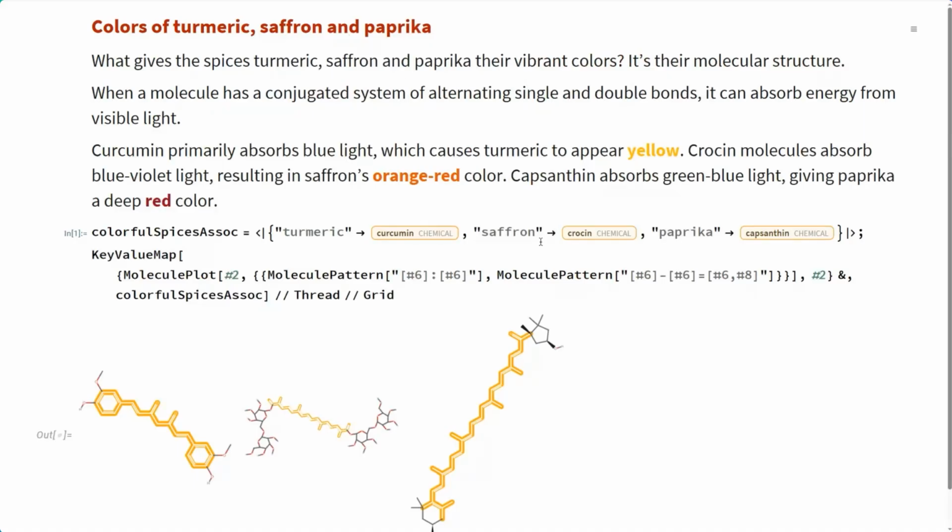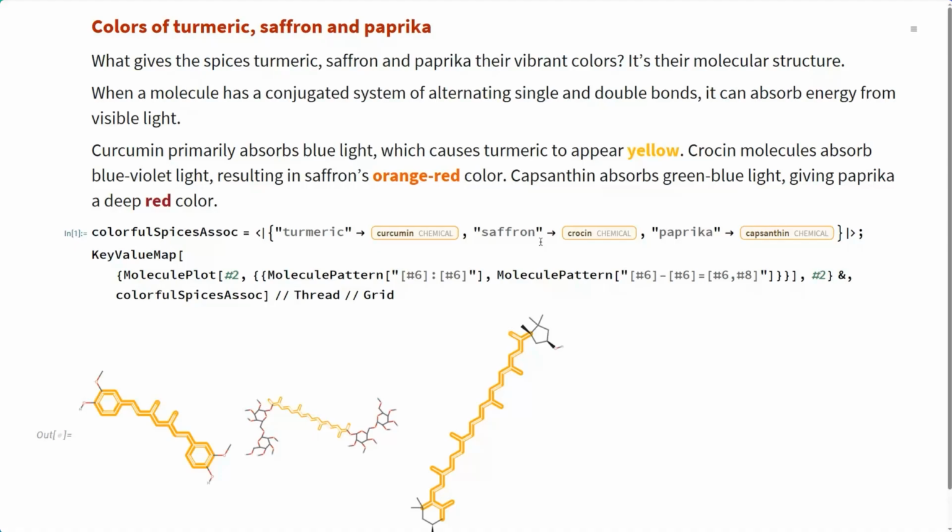Next, I want to move into National Chemistry Week. We recently celebrated National Chemistry Week, which was a lot of fun because the theme this year was spices. So at Wolfram, we did some great things with that during National Chemistry Week, and I want to share a few of those.